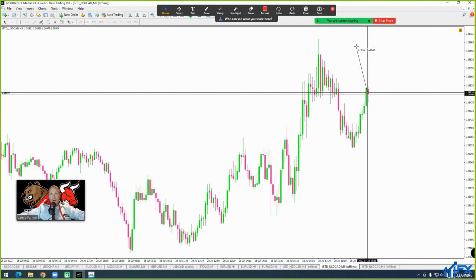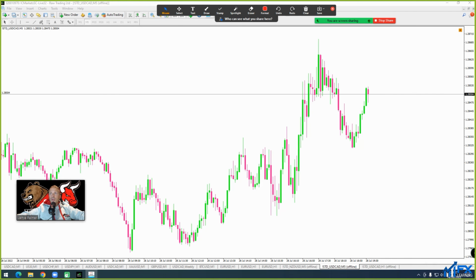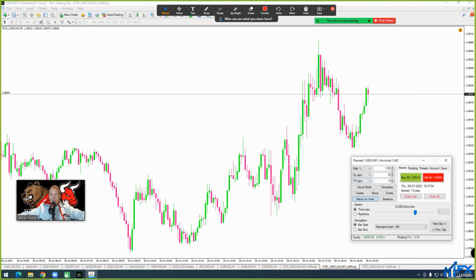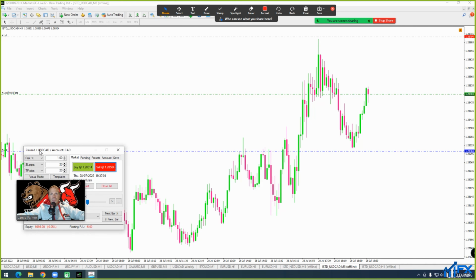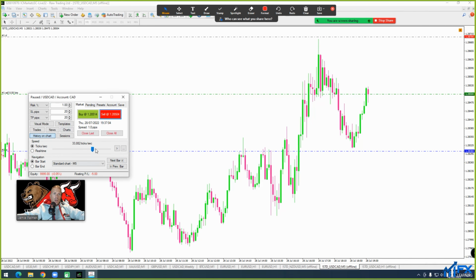I'm going to go for a 20 pip stop loss. So I'm going to risk, I'll bring this in here so you can actually see, I'm going to risk 20 pips for 20 pips. Okay, so nice little scalp. We've got our stop loss here. We've got our take profit here. Watch this trade now go nicely into profit.